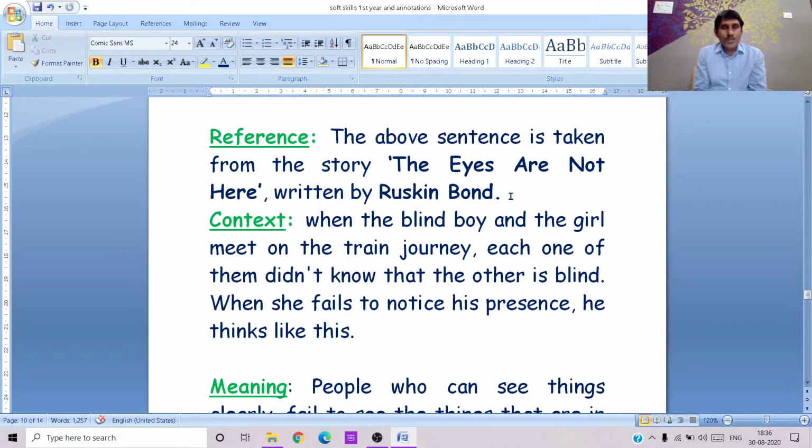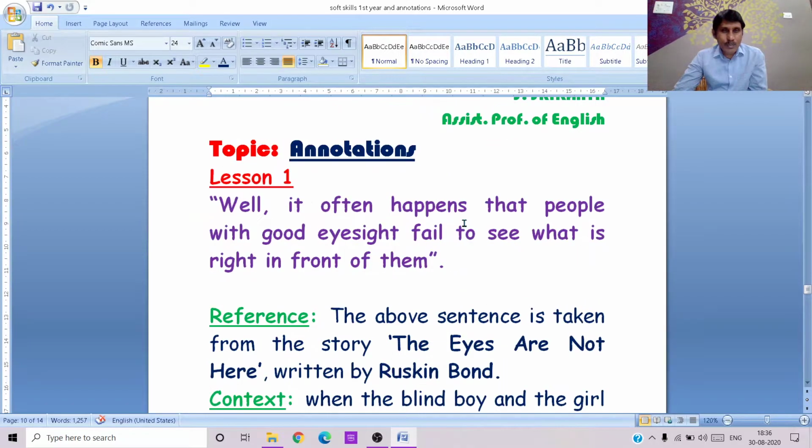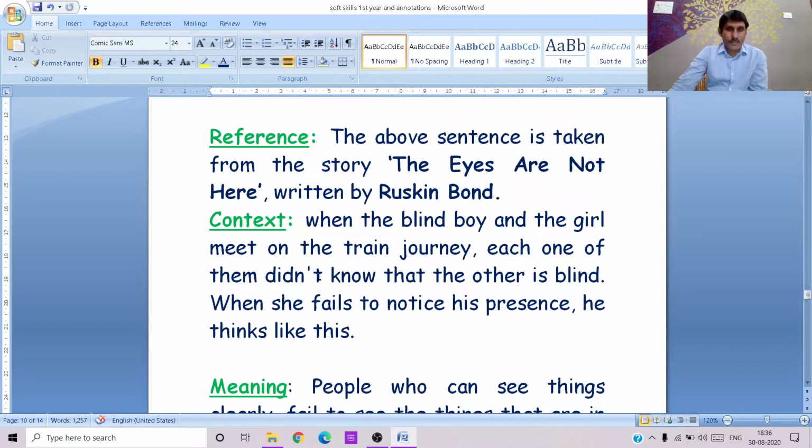So this sentence is spoken by whom? The reference you are already given. What is the lesson? In fact, it is a short story, Eyes Are Not Here. Who is the author? Ruskin Bond. The first part is over. And what is the context? In which context? Who is saying to whom? Can you guess?